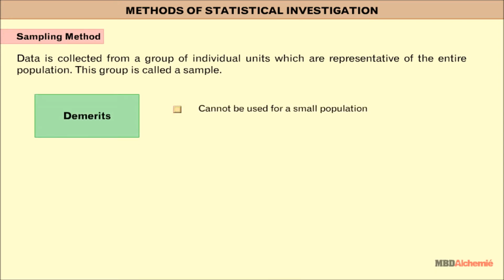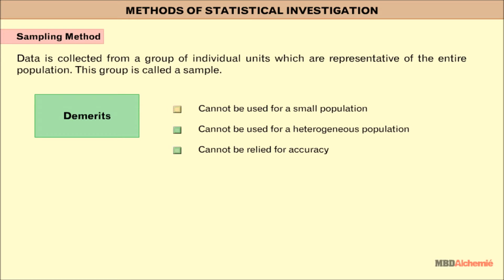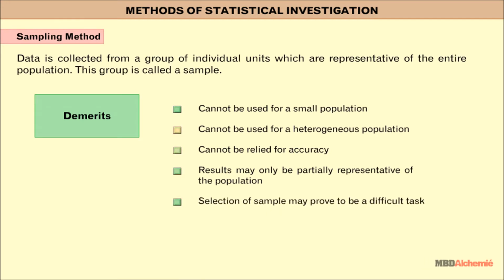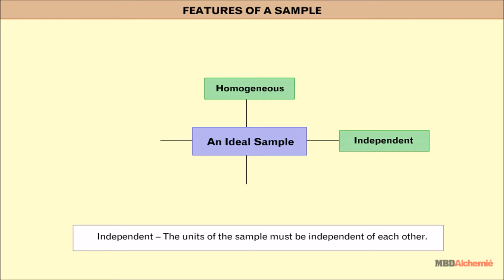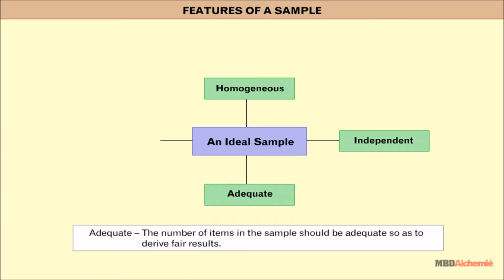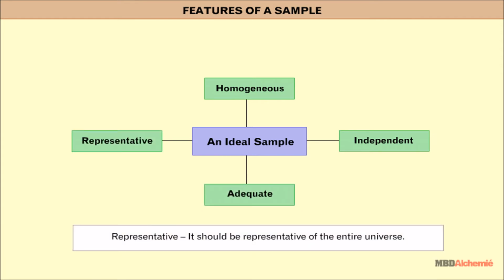Demerits. Cannot be used for a small population. Cannot be used for a heterogeneous population. Cannot be relied on for accuracy. Results may only be partially representative of the population. Selection of sample may prove to be a difficult task. Features of a sample. Homogeneous, independent, adequate, and representative.